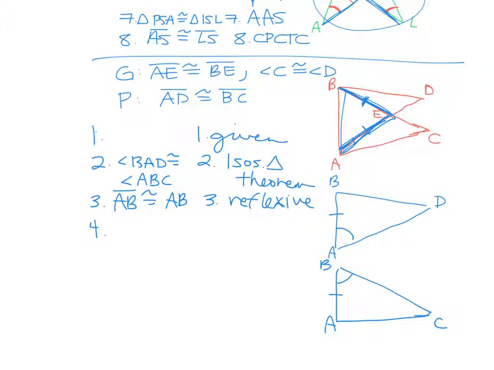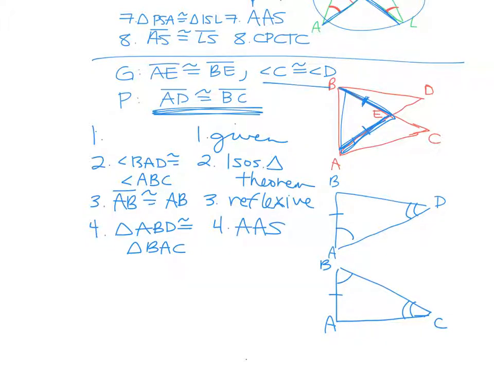And then in the given, they told us that angle C is congruent to angle D, which you should have marked, which I didn't. So the triangles are congruent by what? AAS. So we can say triangle ABD is congruent to triangle BAC by AAS. So how do I know that AD is congruent to BC? AD is congruent to BC by CPCTC. Okay?